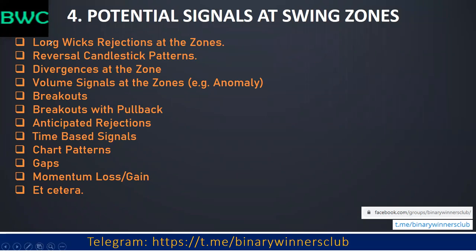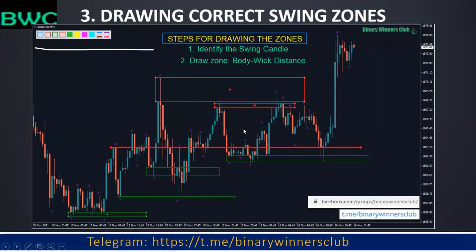Number one, you can look for long wicks rejecting the zone. That will give you a potential setup. Let's go back and see. Do you see long wicks here? This is a long wick candle. This is a long wick candle here. The market reversed after that. This is another long wick candle and the market is reversing. This is a long wick at the zone. The market's falling.